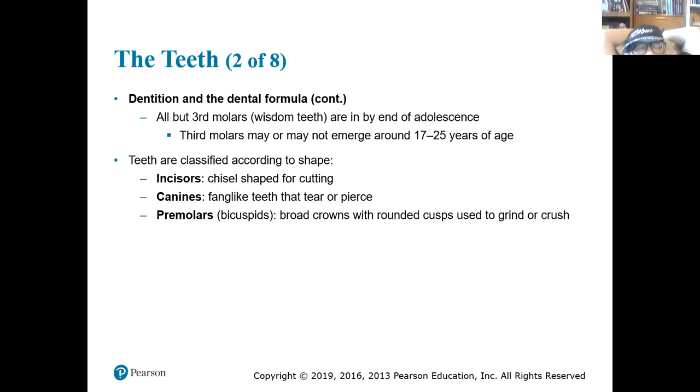The adult set of teeth, most are in except your wisdom teeth. Wisdom teeth are problematic. The human jaw is getting shorter over time, and wisdom teeth a lot of times need to be extracted before they can come in, because there may not be room in a modern jaw. Anyway, third molars may or may not emerge around 17 to 25 years of age.